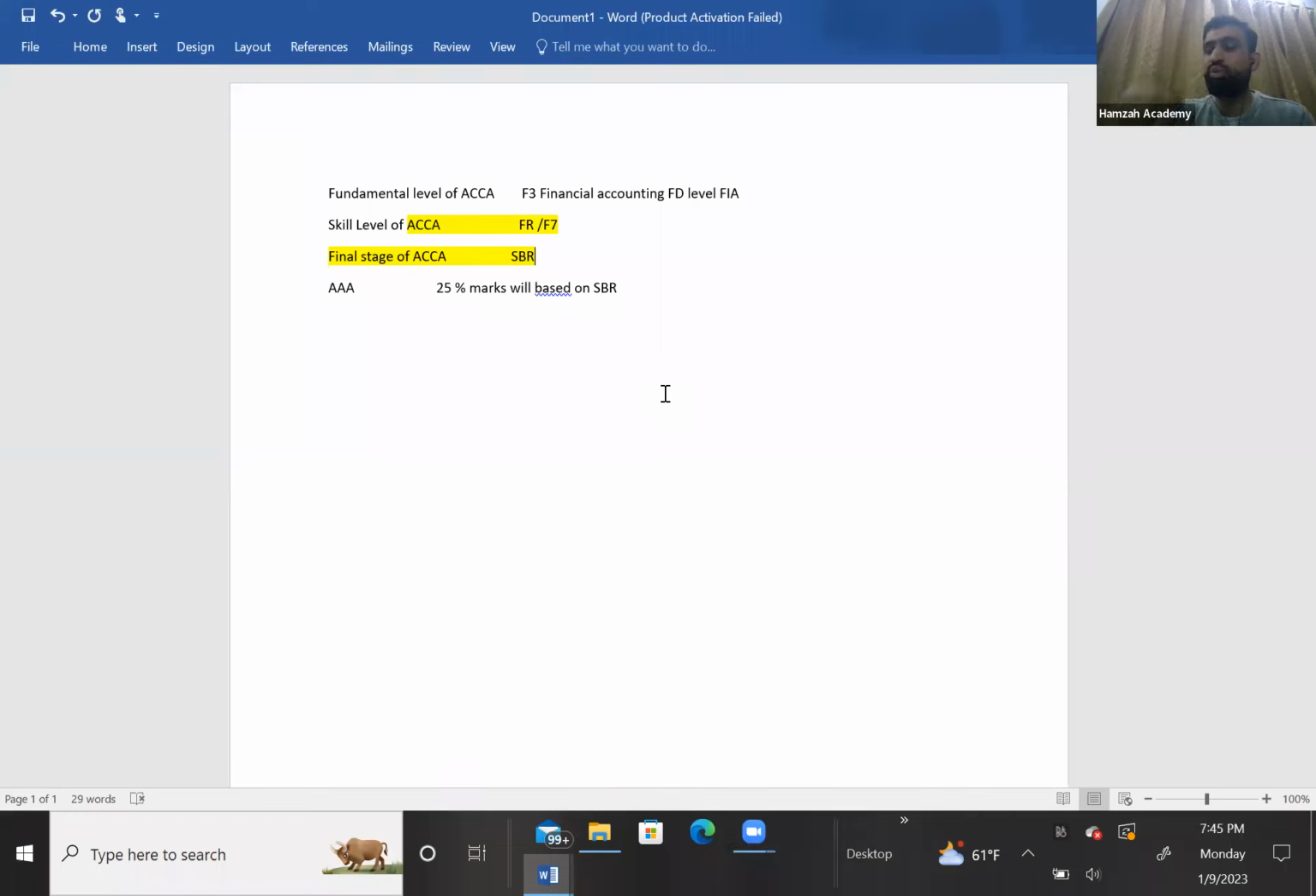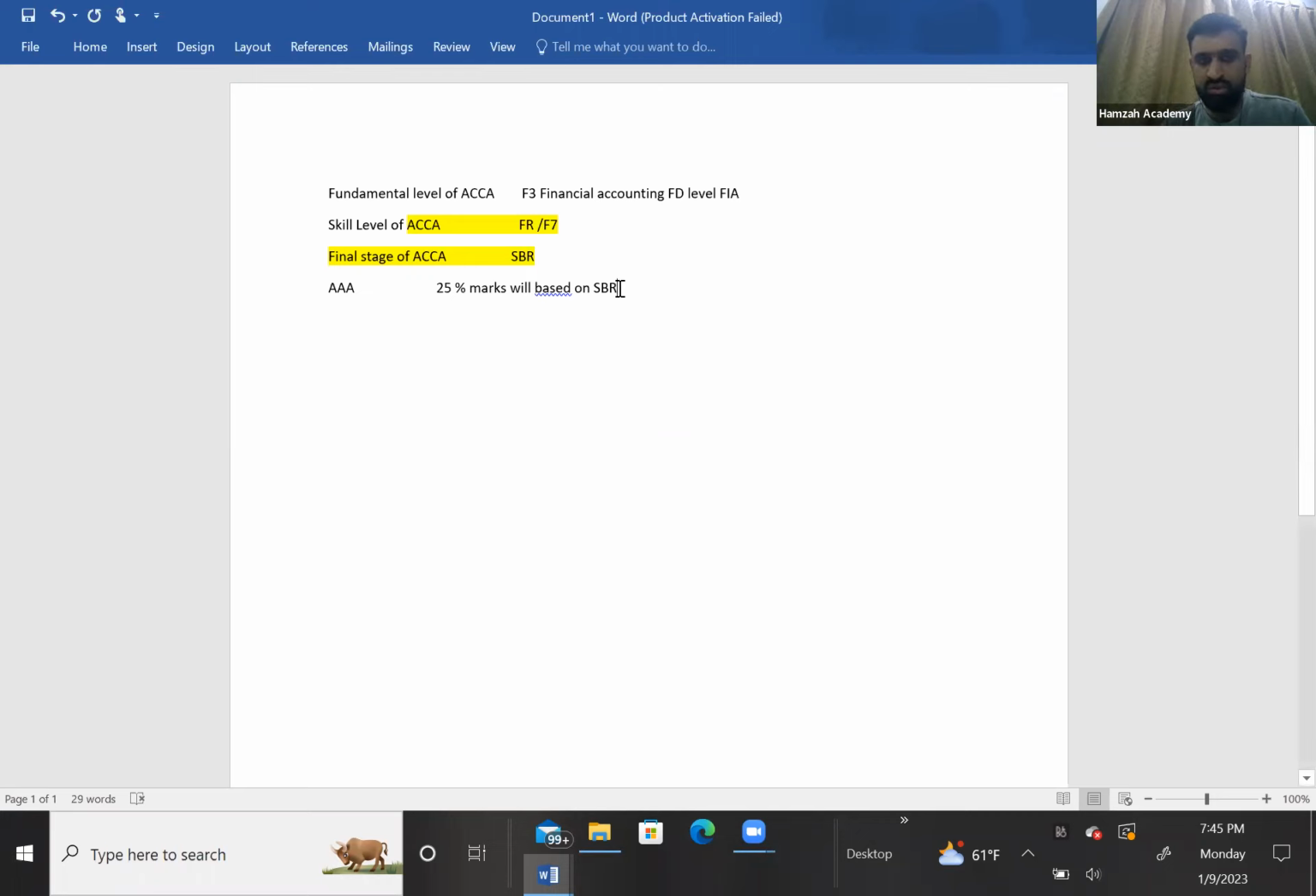So that will be more of a descriptive type paper. SBR, the knowledge is the same, but the examination style will be totally different from FR level. Okay, so that would be a difference between FR and SBR. The exam in which the examiner is going to check the knowledge of the candidate would be a bit different from FR. Otherwise, the nature and knowledge of FR and SBR will remain the same because both papers relate to financial reporting.